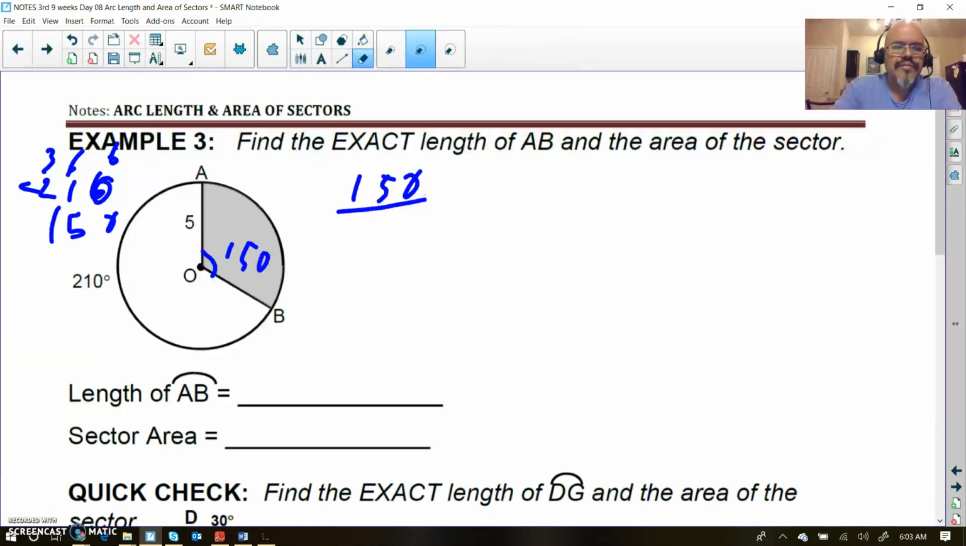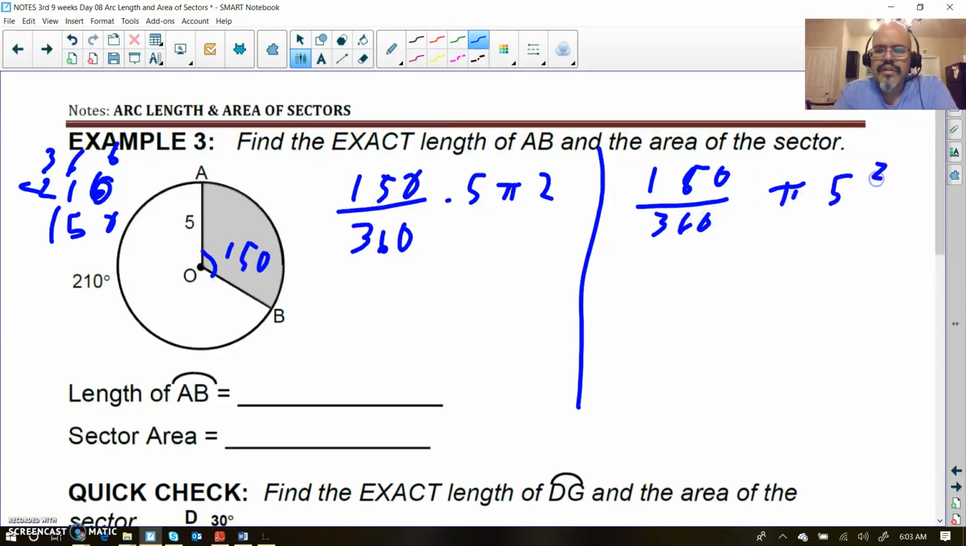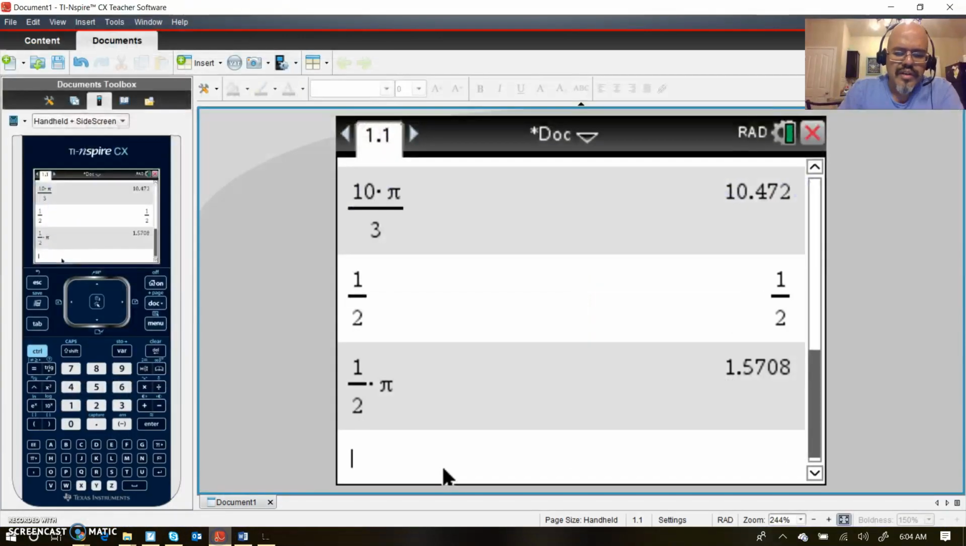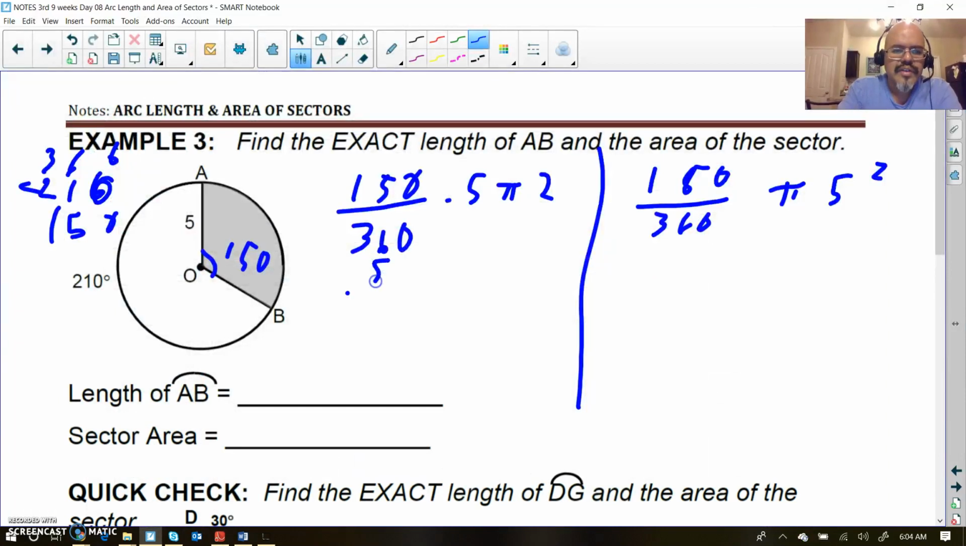So 150. And let me do something a little bit with that. I'm going to do that a little bit later, but we'll talk about that. So 360 times, I'm going to do this for both of them automatically, times, let's see, 10 pi. Whoops, I'm working ahead, guys. I'm sorry. So that's going to be 5 pi times 2. And then right here for the other part, for the area, it's 150 divided by 360 times pi 5 squared. So let's see, that's going to be 150 divided by 360. So that's simplified as 5/12.